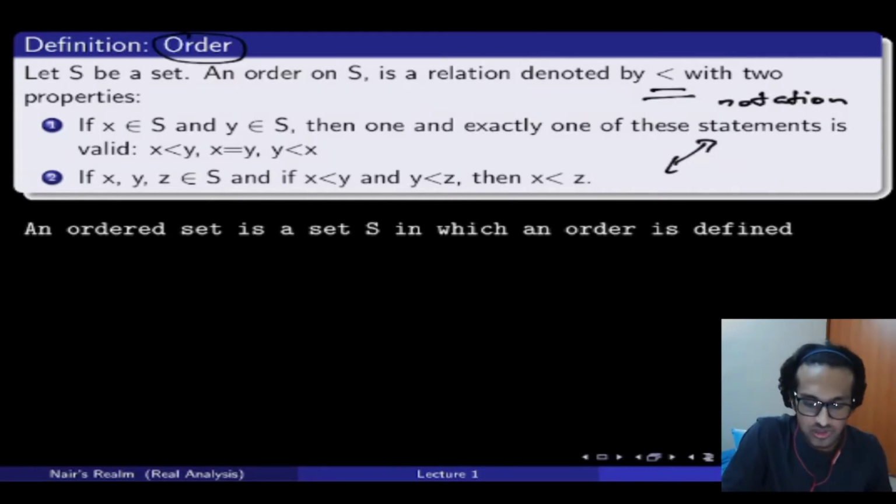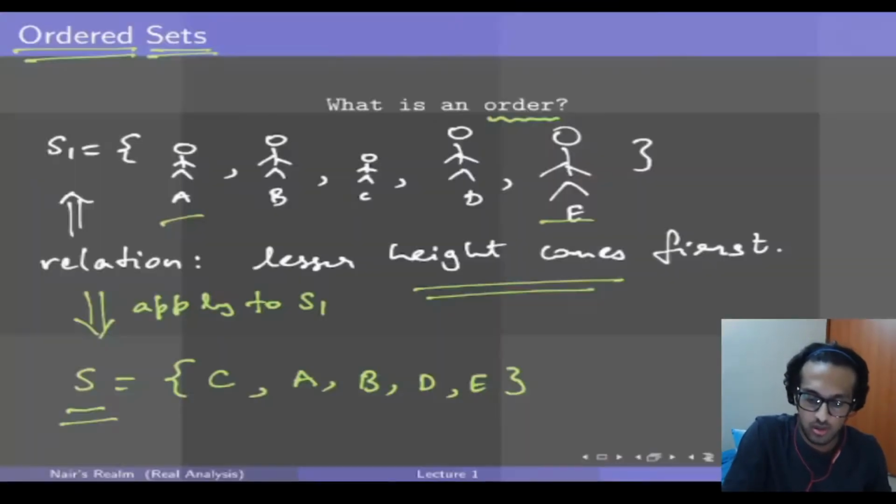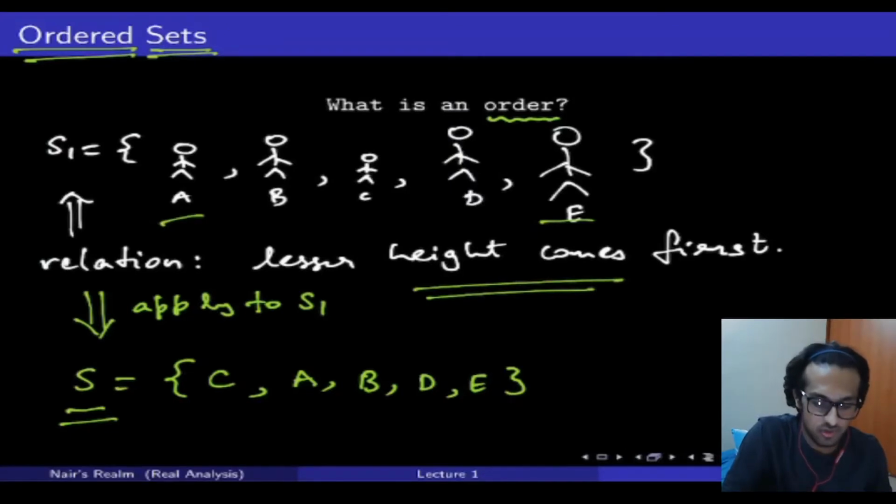Cool. So let's go back to the example and check if that relation that I defined is actually an order or not. Over here, the relation is lesser in height comes first. So let's check the first property. The first property says for any two elements in the set. So let's take two elements.